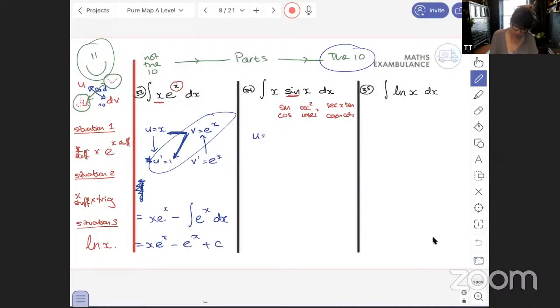Same here. Put your u equal to your xy bits and differentiate. Put your v prime equal to your triggy bits and integrate, which means work out what got differentiated. This is the formula, uv minus integral v du. The answer is uv minus integral v du.